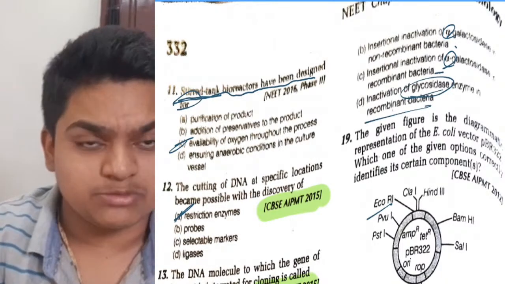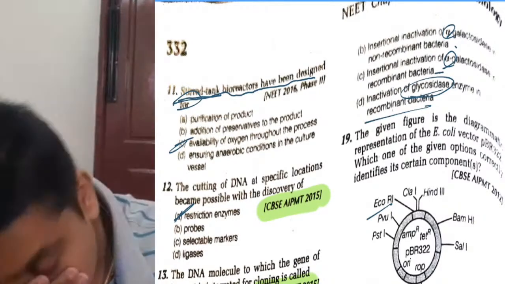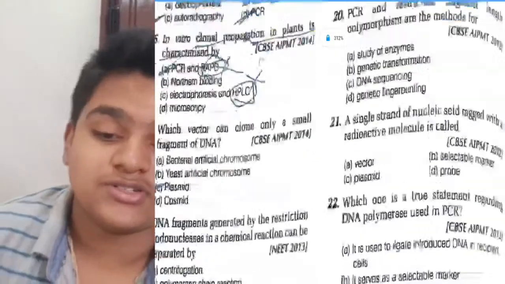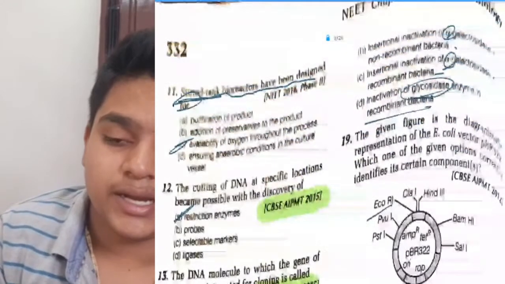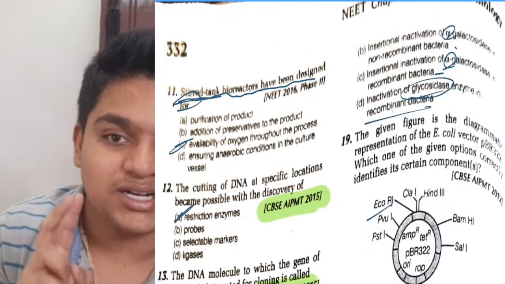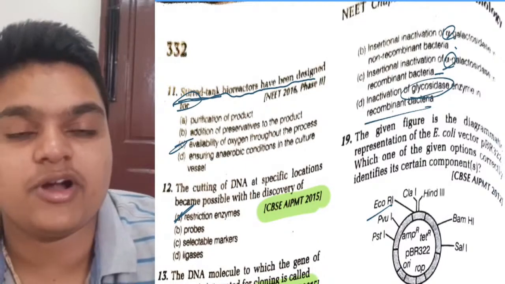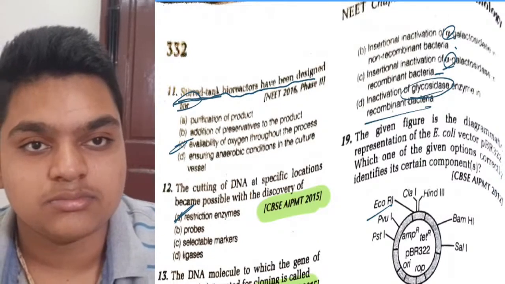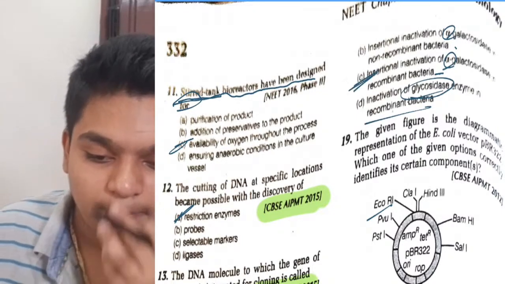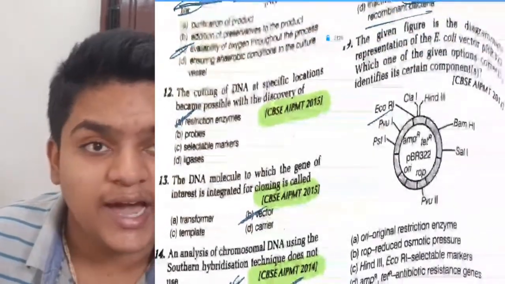Come on guys, tell me, this is very easy. Actually, alpha-galactosidase is a gene which gives color, guys. If you insert any gene, if you do insertional inactivation of this alpha-galactosidase, there is no color. No color means it automatically represents white. So C would be your answer. Recombinant DNA will impart white color only in the dark blue background.